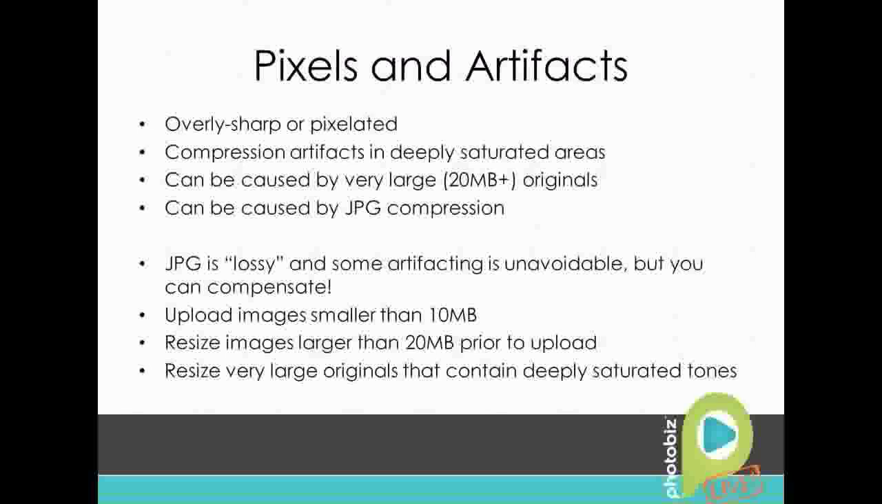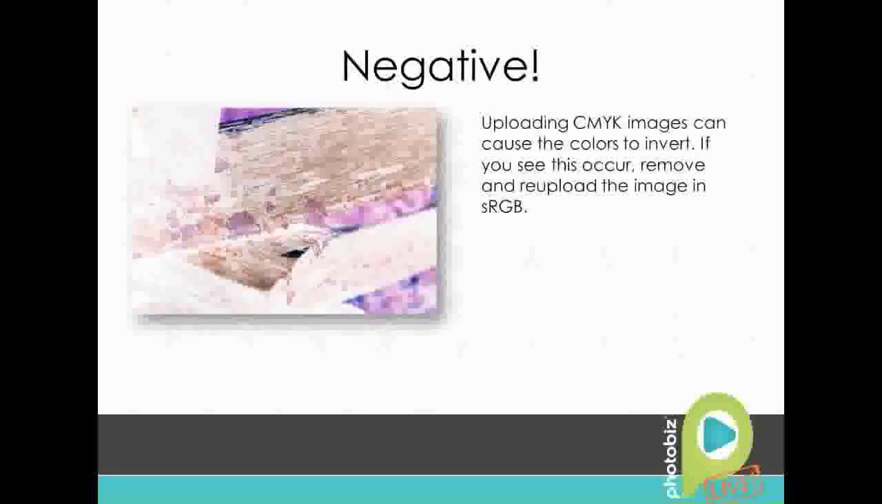You might also want to resize very large originals that contain deeply saturated tones. You'll see this most commonly with very vivid reds and very rich blues and purples, where in some of the richer areas the little compression artifacts you can get in JPEG are a little bit more visible. Sometimes you can offset that by bumping the saturation up in your image a little bit, but for the most part, if you're running into that problem, go ahead and try giving it a resize and see if that solves it for you.